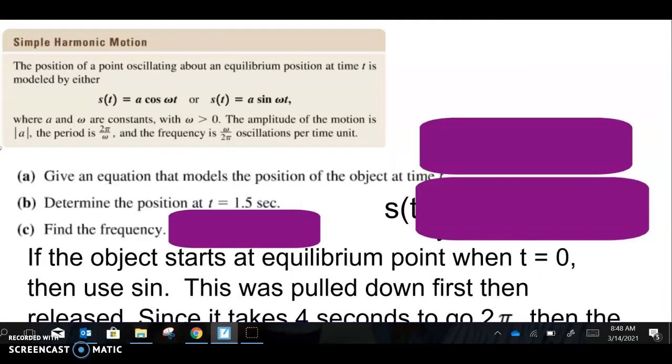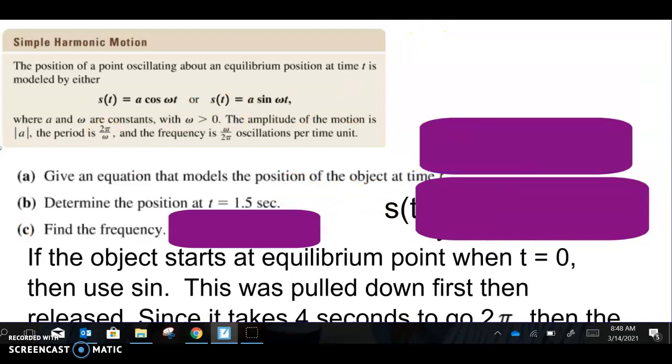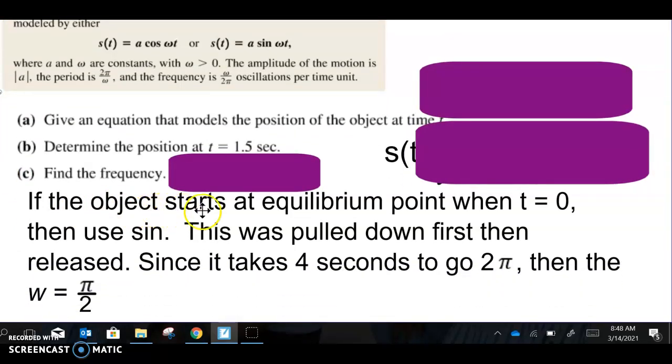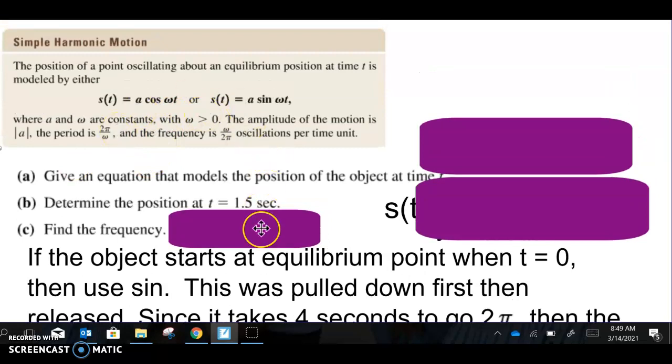So let's think about it. We're still using the problem I put on the previous page. We want an equation that models the position of the object at any time. I gave a little hint here: if the object starts at the equilibrium point when time is 0, then you use sine. This was pulled down first and then released, so we're going to use cosine. That's how you decide whether to use sine or cosine.